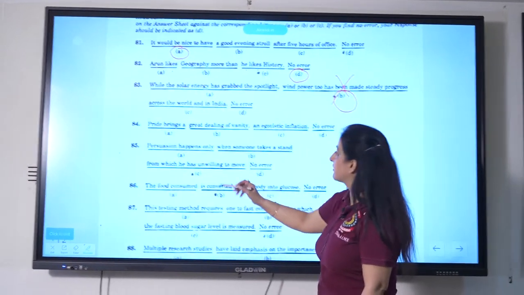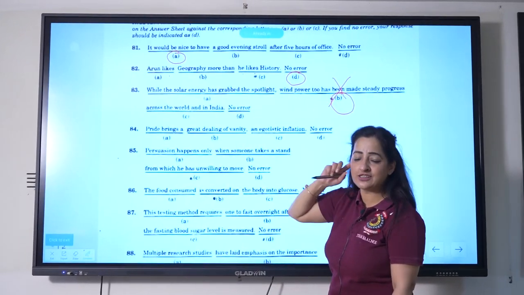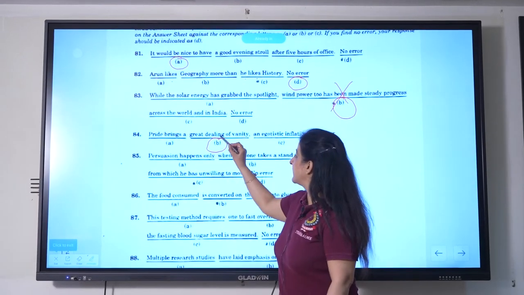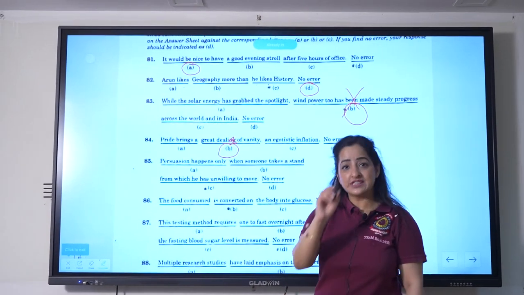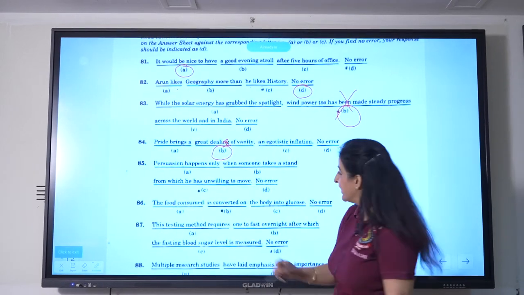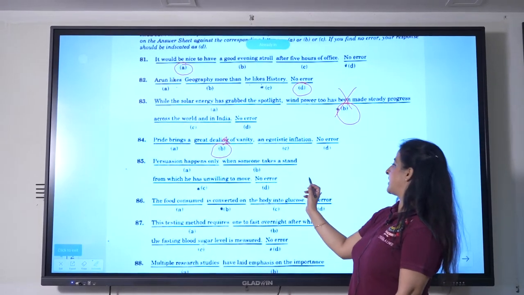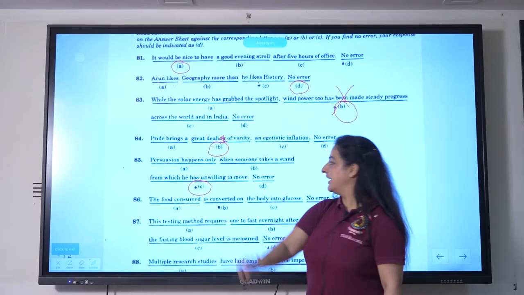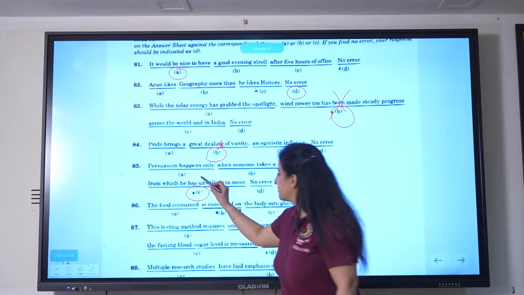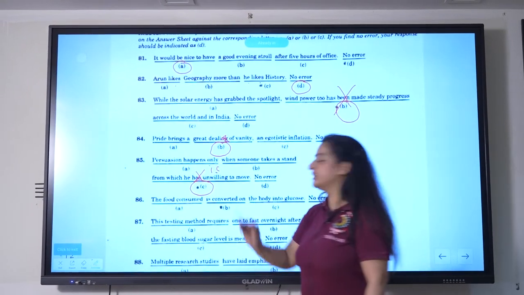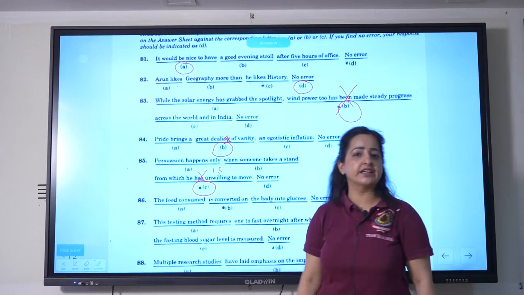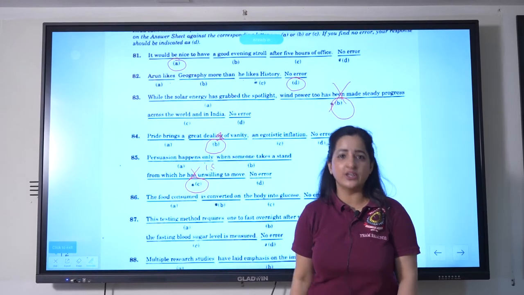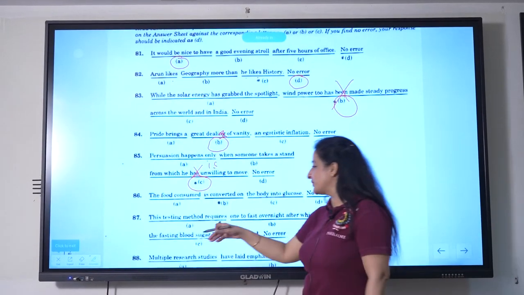Okay, pride brings a great, see this? Yeah, it'll not sound right to your ears also. Do you say a great dealing of vanity or do you say a great deal of vanity? Sirf deal bolna hai, dealing nahi. Okay, persuasion happens only when someone takes a stand from which he has unwilling to. 85, Charlie, is the answer. It should be he is unwilling to move. Agar main yahan se hilne ke liye tayar nahi hu to kya aap kahoge, she has unwilling to move or she is unwilling to move. A little bit of grammar over here.